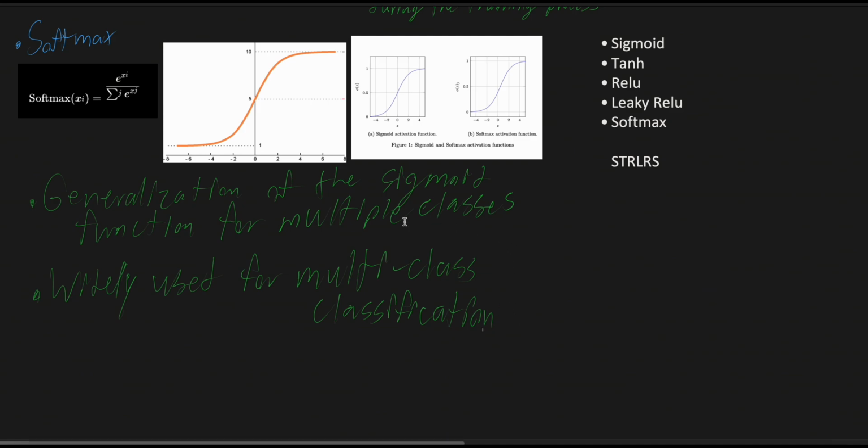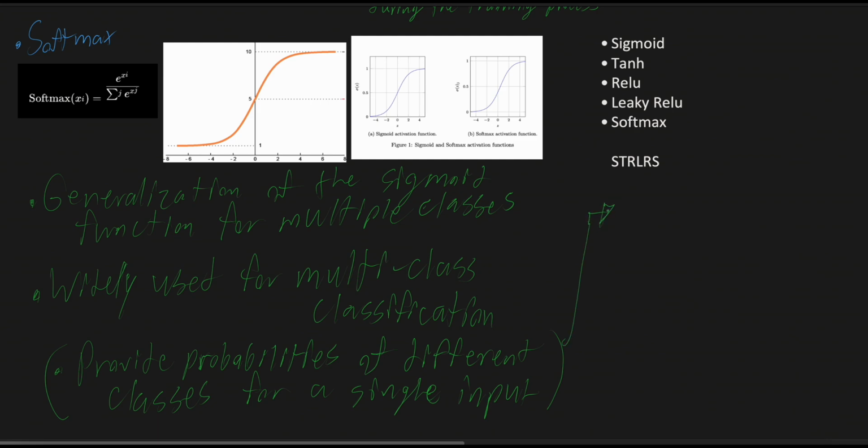For multi-class problems, it provides the probabilities of different classes for a single input, and is typically placed in the final layer of neural network classifiers.